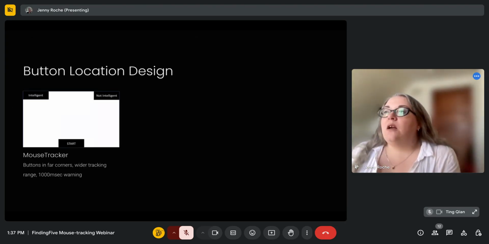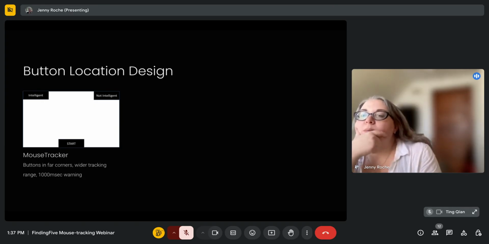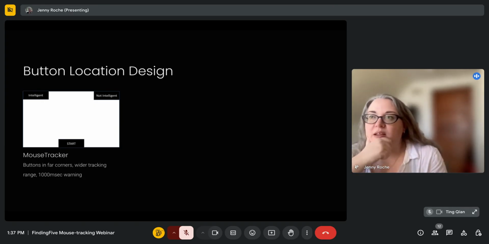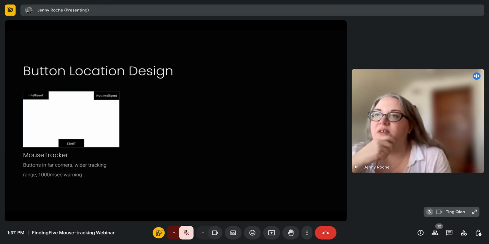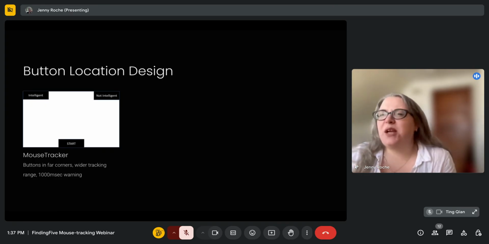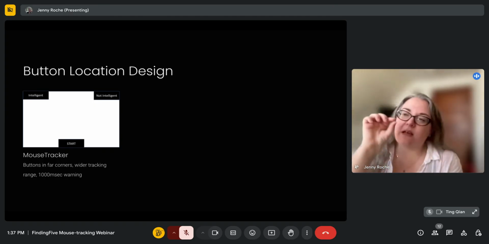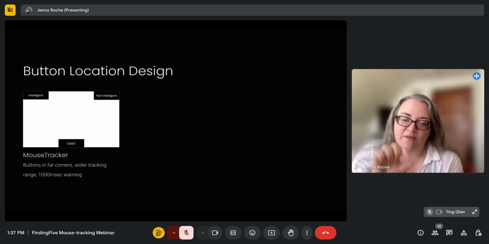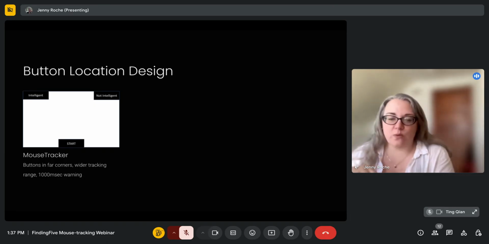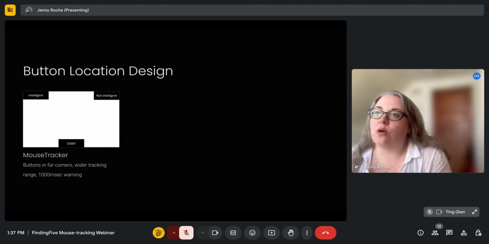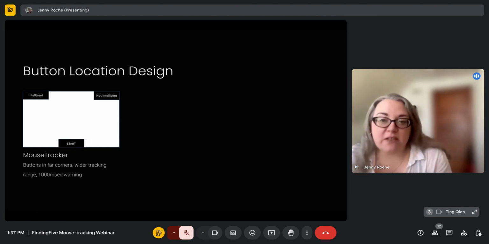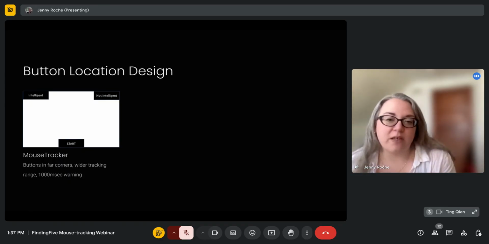Okay. Another thing that makes Finding Five a little bit different than Mousetracker. This is kind of an example of what Mousetracker would look like. I'm looking at it here. It's not quite centered, but that's my fault. I created this. But what happens is the start button is always located at the very bottom of the screen. And then you've got the response options in the top left and right-hand corners. And so what this format does is it gives you a wider range of pixels to sample from.